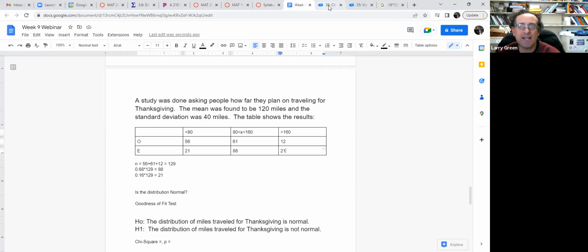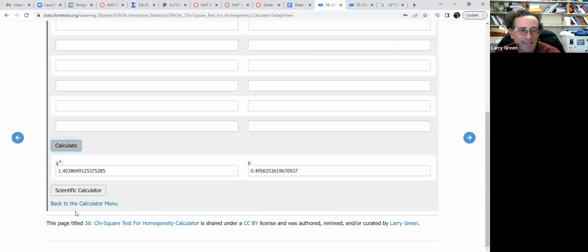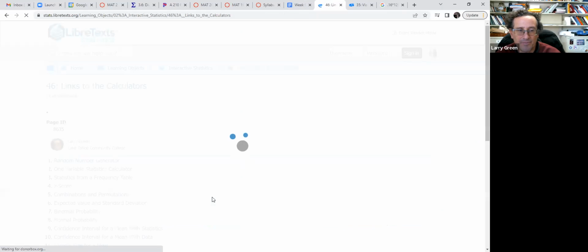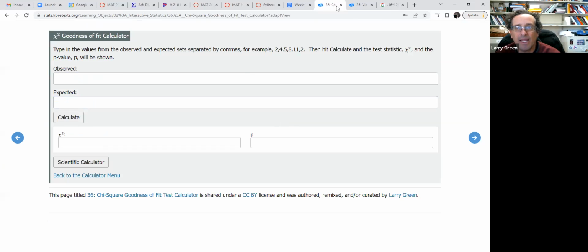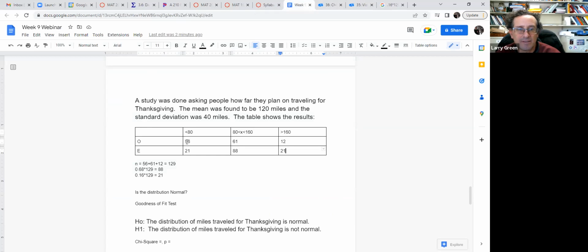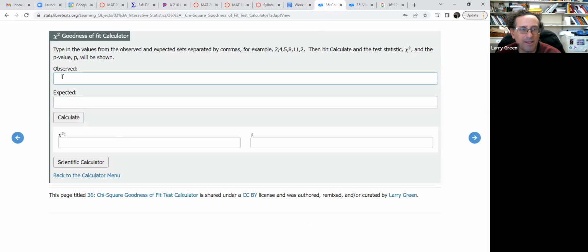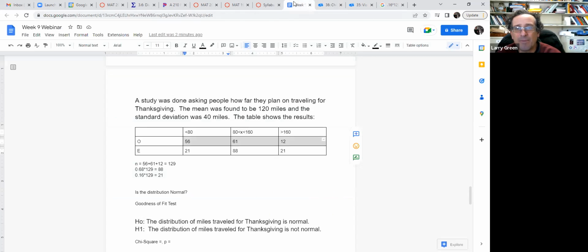Okay, so now I am going to go back to the calculator. And we're in goodness of fit. And the observed, we have 56, 61, 12. I can copy and paste it in. And the expecteds, we have 21, 88, 21.